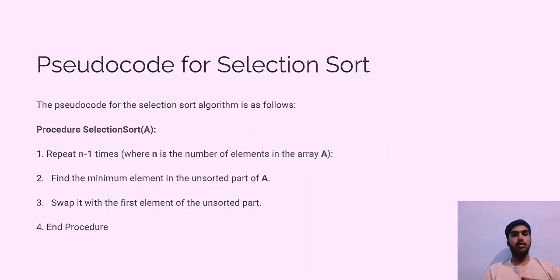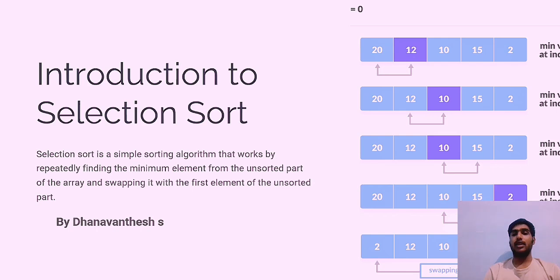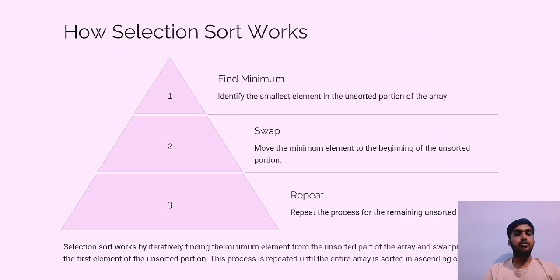Let's move on to pseudocode. The pseudocode for the selection sort algorithm is as follows: procedure selection sort A, repeat n minus 1 times. Why do we need to repeat n minus 1 times? Look at the array 20, 12, 10, 15, 2. Here n is 5, so n minus 1 is 4, so the first pass goes from 20 to 15.